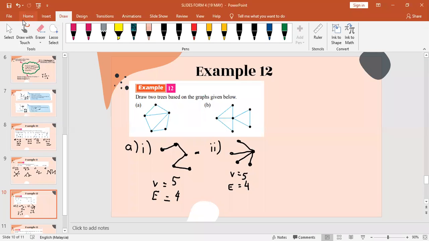Okay, and then next, for B, B has 1, 2, 3, 4, 5, 6 vertices. And edges it has 1, 2, 3, 4, 5, 6, 7, 8. Edges equals 8. Supposedly if it has 6 vertices, how many edges must it have?